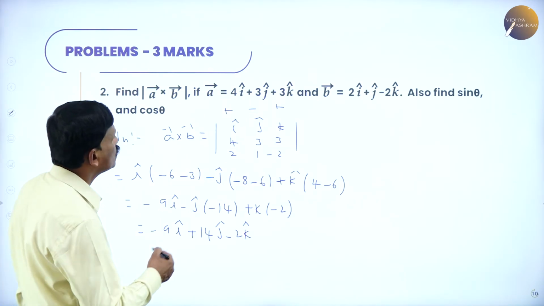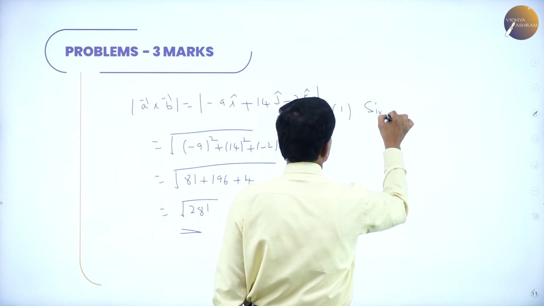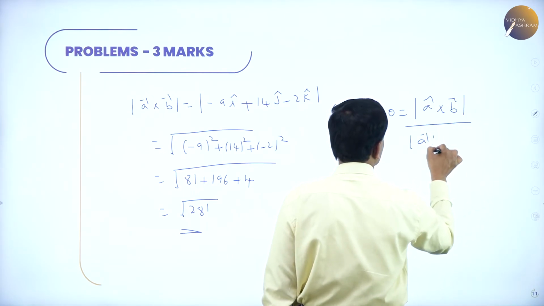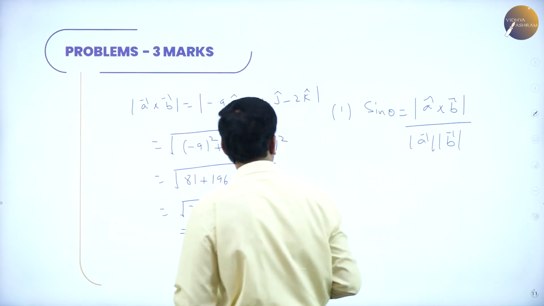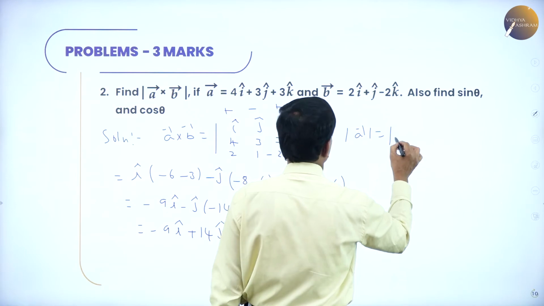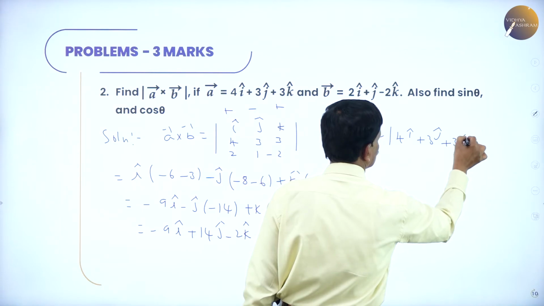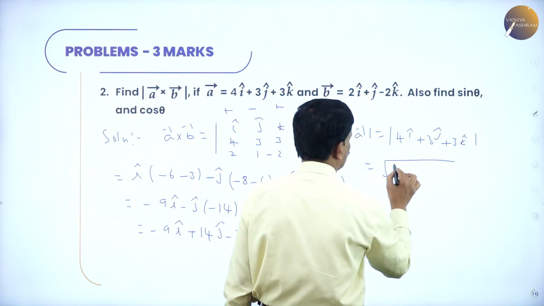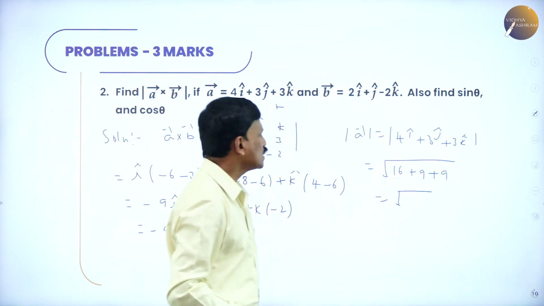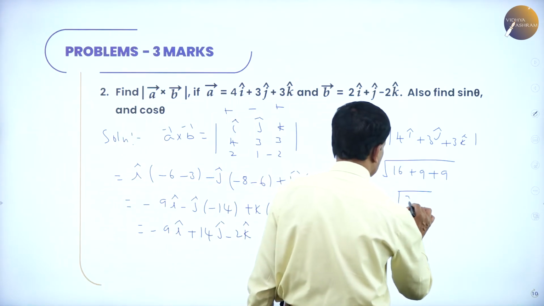Now let us find what is required to find, then also find sin theta. As I told, the value of sin theta is equal to length of a cross b divided by length of a into length of b. Now find out the value of a and b. Length of vector a is equal to magnitude of 4i plus 3j plus 3k. So this is equal to root of 4 4s are 16 plus 3 3s are 9 plus 3 3s are 9. This is equal to 16 plus 9 is 25, 25 plus 9 is 34, root 34.